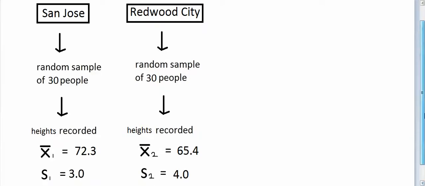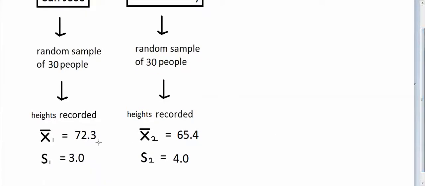Also, I've used the data to calculate the mean height of the San Jose sample and the mean height of the Redwood City sample. X bar 1 is the mean of sample 1, X bar 2 is the mean of sample 2. I've also used the data to calculate the standard deviation of the San Jose sample and the standard deviation of the Redwood City sample.